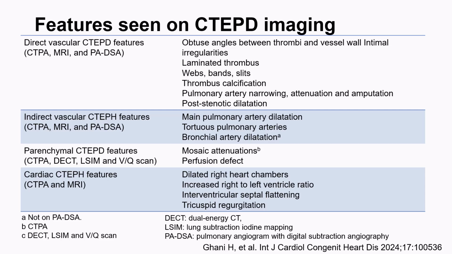These imaging studies are used to show direct vascular CTEPH features with obtuse angles between thrombi and the vessel wall and intimal irregularity, indirect vascular CTEPH features including main pulmonary artery dilatation, parenchymal CTEPH features with mosaic attenuation, and cardiac CTEPH features with dilated left heart chambers.